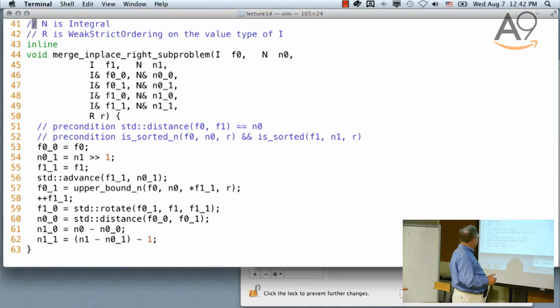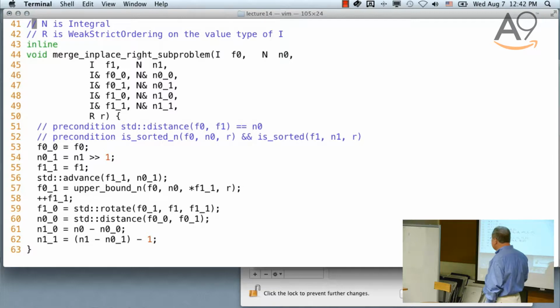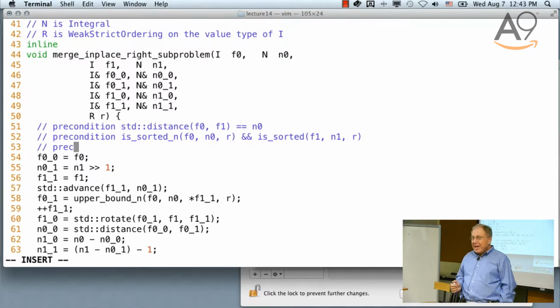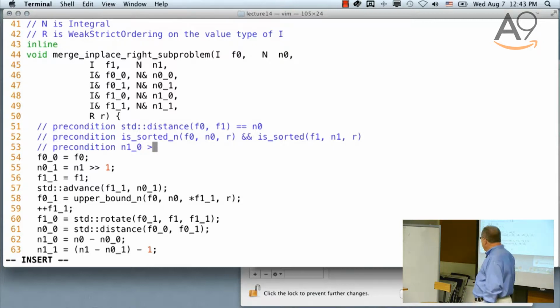Isn't there another precondition here that F1 is non-empty? Because we are incrementing. Yes, there is a precondition. The precondition will be clearly written in the place where they're called. Yes. We need to put a precondition that both n's are greater than zero. Yes, please. Otherwise, we will get in trouble. But as you will see, this precondition will be satisfied in the caller function in both places.